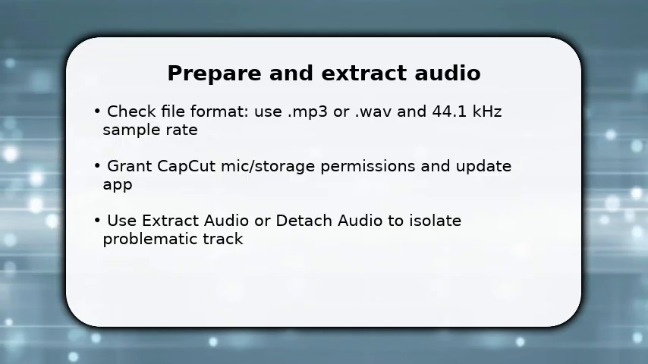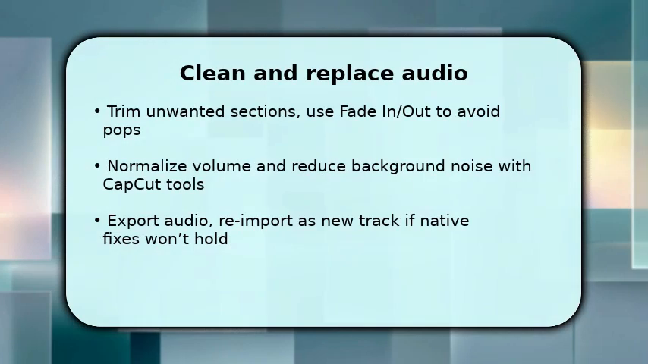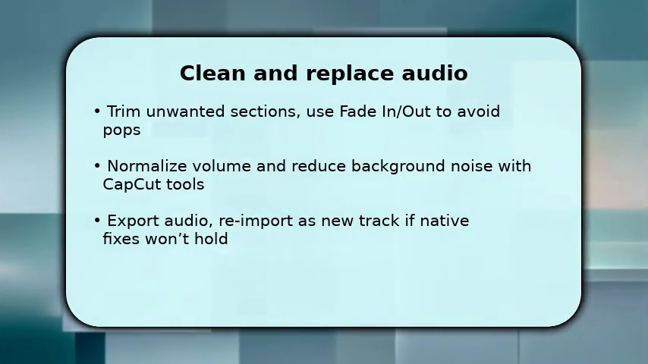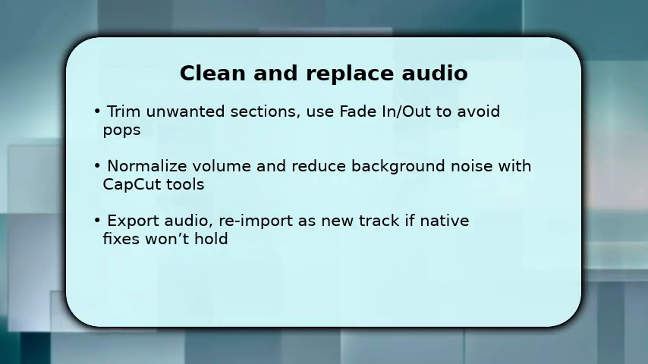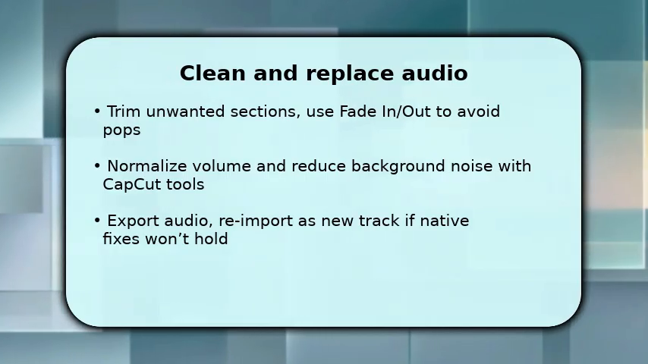Now perform the actual repair inside Capcut. Use the trim and split tools to remove clicks or bad segments, and apply fade in and fade out at edit points to prevent pops. Use the noise reduction or volume normalization controls to even levels and reduce hiss. Make incremental adjustments and preview.